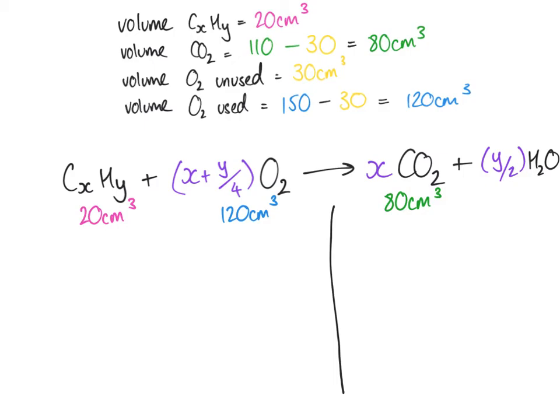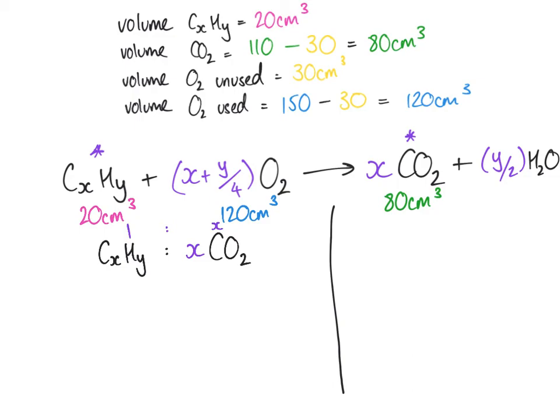So the easiest place to start is to solve for X and then to solve for Y. Solving for X, first of all, you want to put your ratio of your hydrocarbon to your carbon dioxide, because that's going to be in the ratio of 1 to X. And again, you just use your volumes, and that equates to the ratio of your balancing numbers.